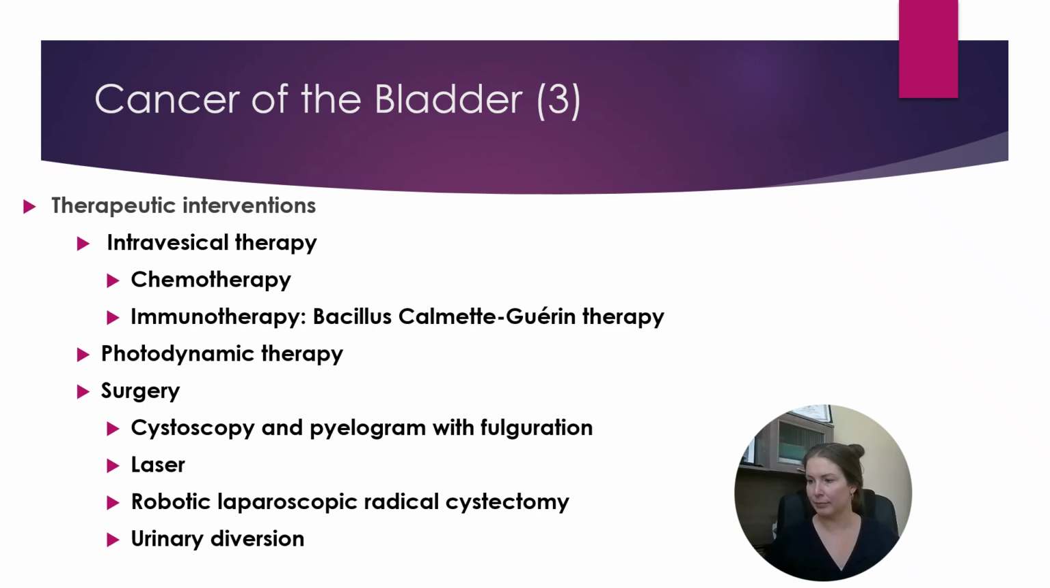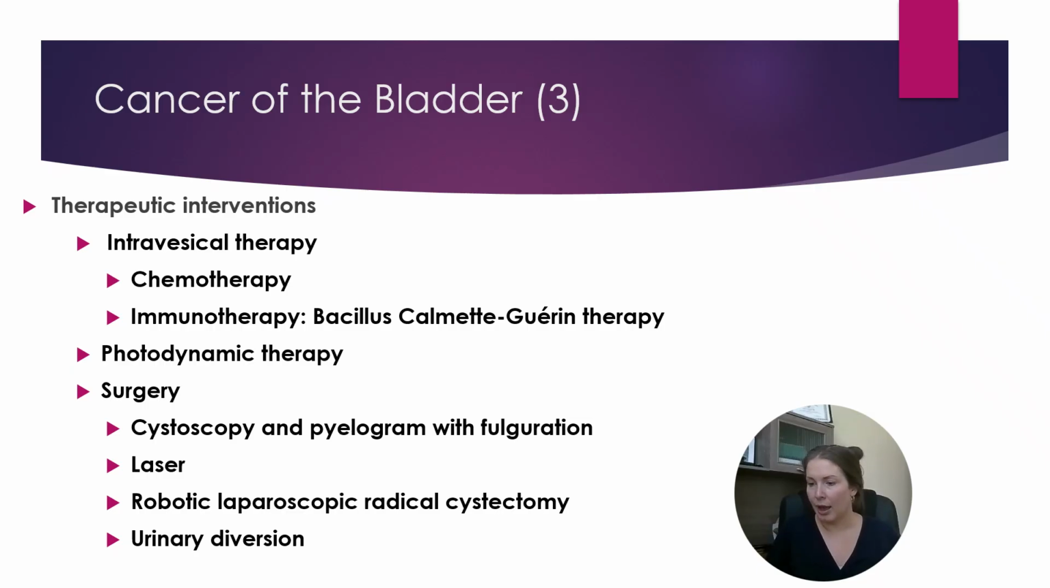Immunotherapy, there's that Bacillus Calmette-Guerin therapy. That's going to stimulate the immune system to destroy the cancer cells. It's commonly used for superficial bladder cancers. There's also the photodynamic therapy that we can use. That uses photosensitizing drugs and then a laser light to selectively destroy cancer cells. This is often considered for early stage or whenever we have recurrent tumors.